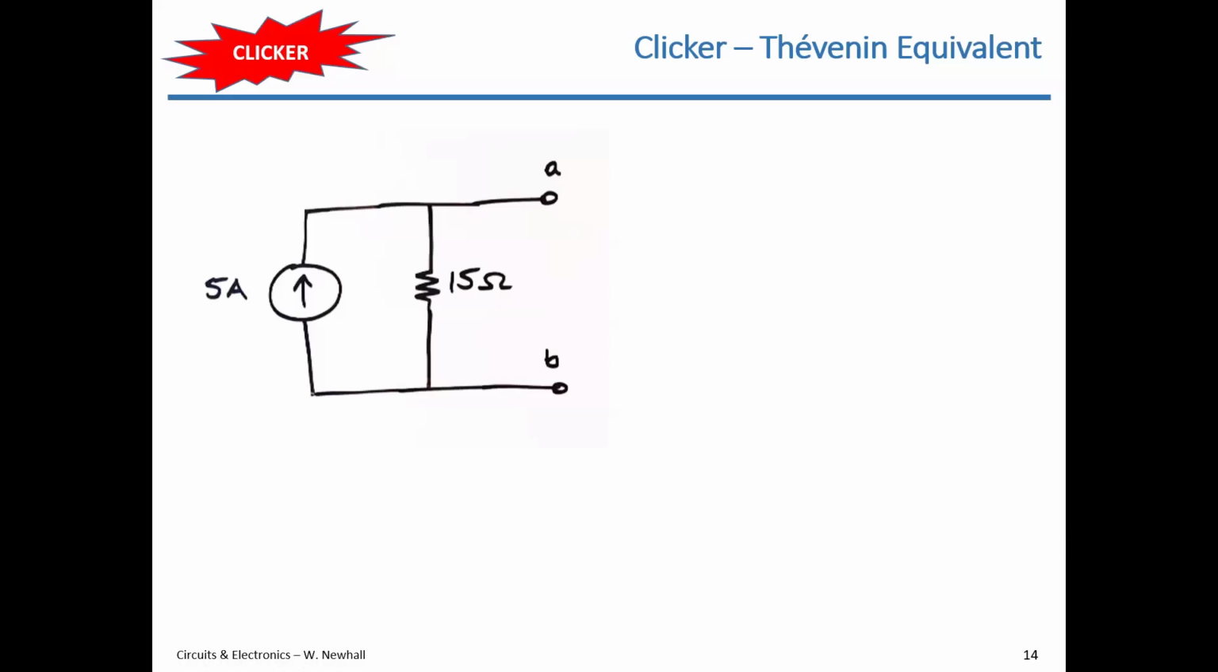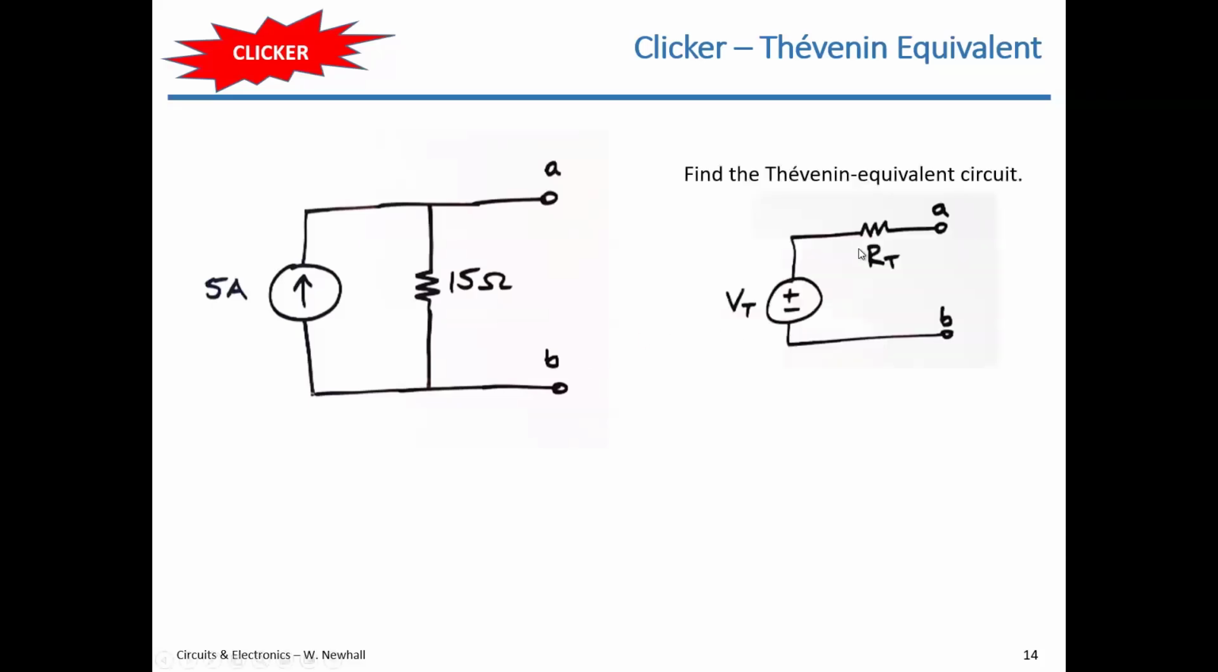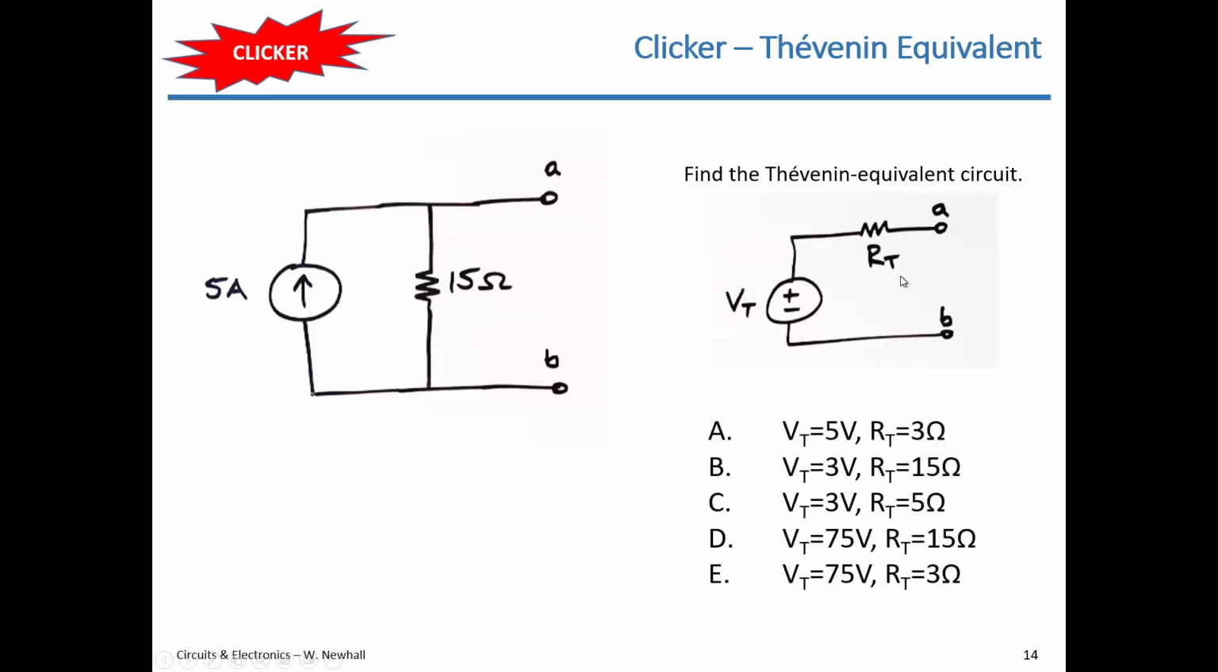Okay. So you have this circuit, and it's a current source, a resistor, and then you have a couple terminals here. And you want to find the Thévenin equivalent circuit between terminals A and B. And so what is that? What VT and what RT would you assign to this model in the upper right to have the Thévenin equivalent of the circuit on the left? Give that a shot.